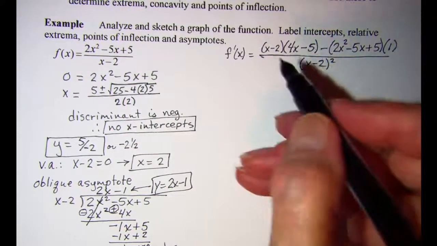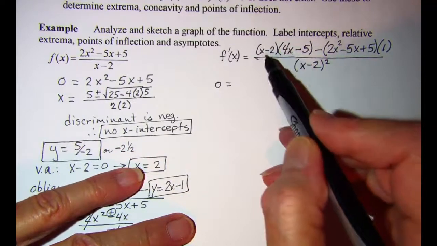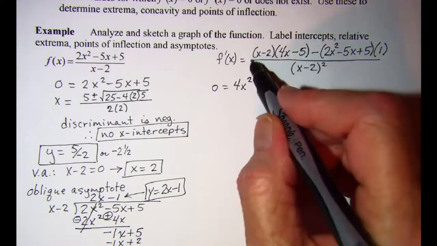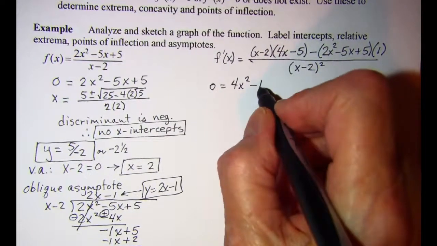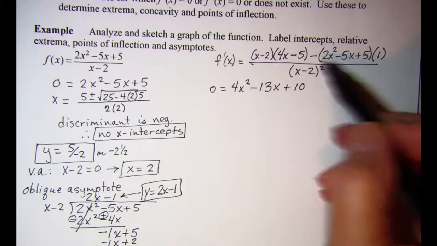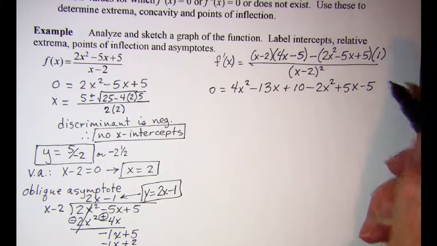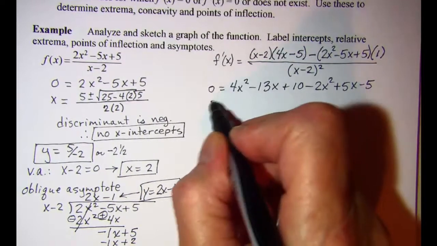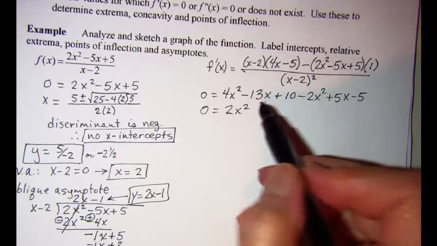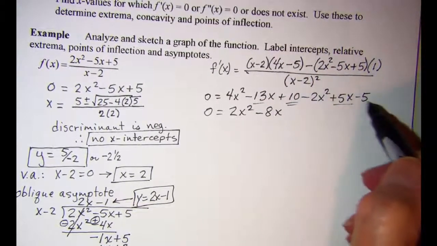Alright, to set this equal to 0 and then simplify, we're going to have to use FOIL here, so 4x squared, negative 5x and a negative 8x is a negative 13x, and then plus 10, and then distribute the negative: minus 2x squared plus 5x minus 5. This simplifies to 2x squared minus 8x plus 5.